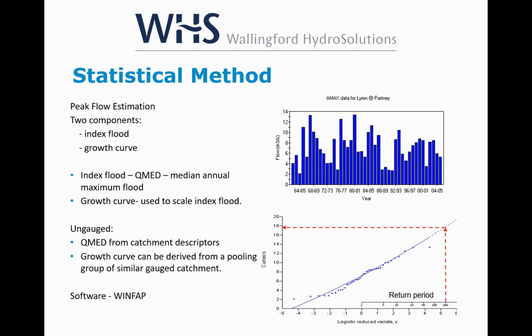So if we had a series of AMAX data, as we can see here for the Lim at Putney, the QMed would be the median of that data set. By fitting an extreme value distribution to that data set, we can also derive a growth curve from which we can estimate the peak flow for a given return period. If the catchment is ungauged, then we can estimate the QMed from catchment descriptors, and we can estimate the growth curve from a pooling group of similar gauged catchments. The method can be implemented within the WinFAP software.